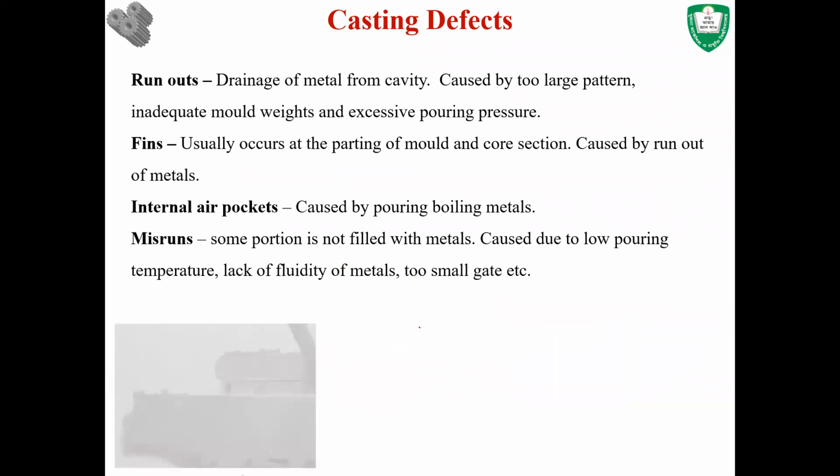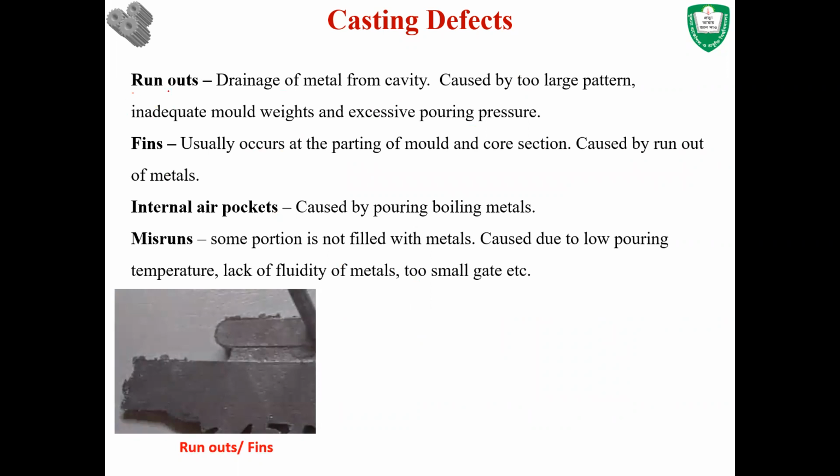Some other defects are also present. The fin and run out are almost a similar type of defect. If you look at some low quality plastic products, you will see this kind of defect. And also for metals, these defects are there. These defects occur where the drag and cope meet. This is called the parting line. If you have a casting in here, the molten material actually gets out through the parting line, and it creates this kind of runout.